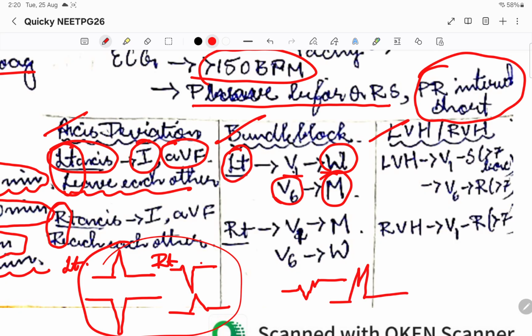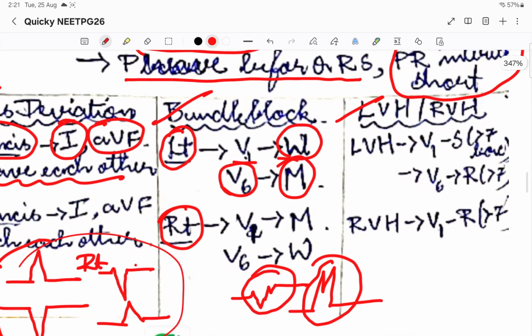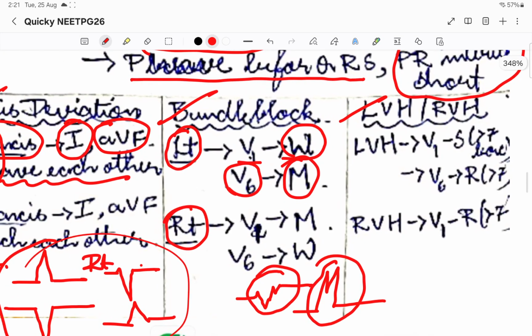Right bundle branch block would look the opposite way. V1 would look like M and V6 will be W. So this is the difference with respect to bundle branch blocks. Okay, coming to hypertrophy. It is going to be left.